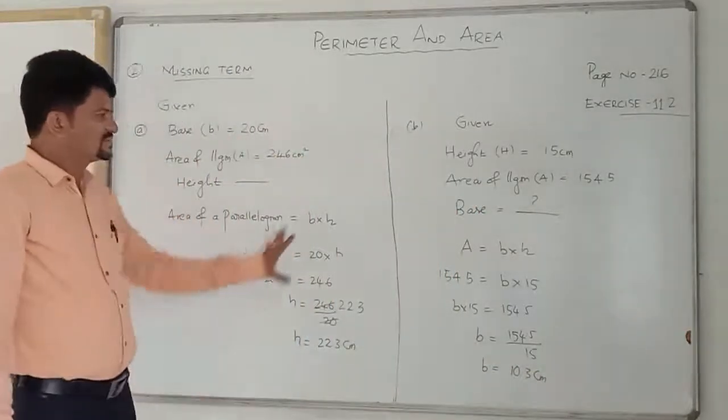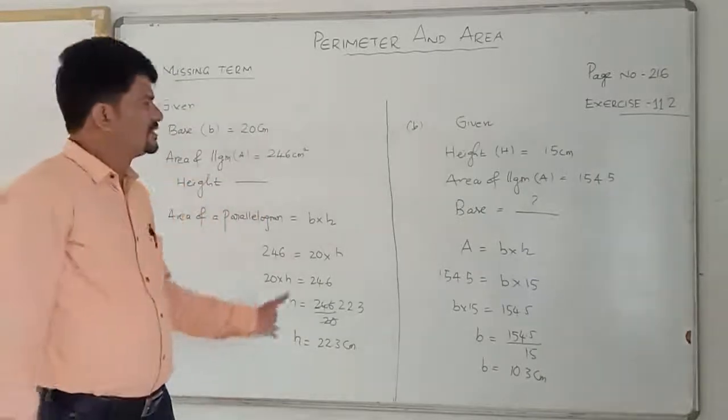Clear, children? This is the way of finding by using transposition only. Write it all up. Write this.